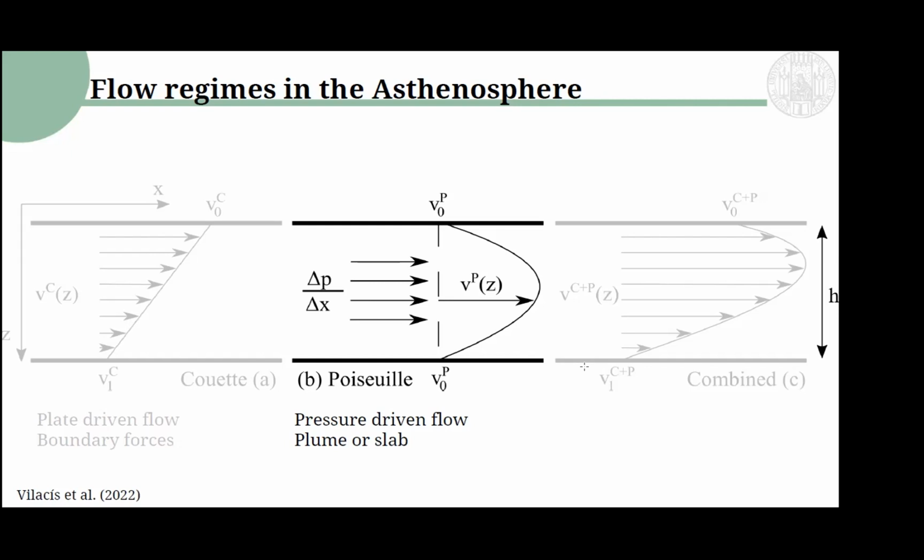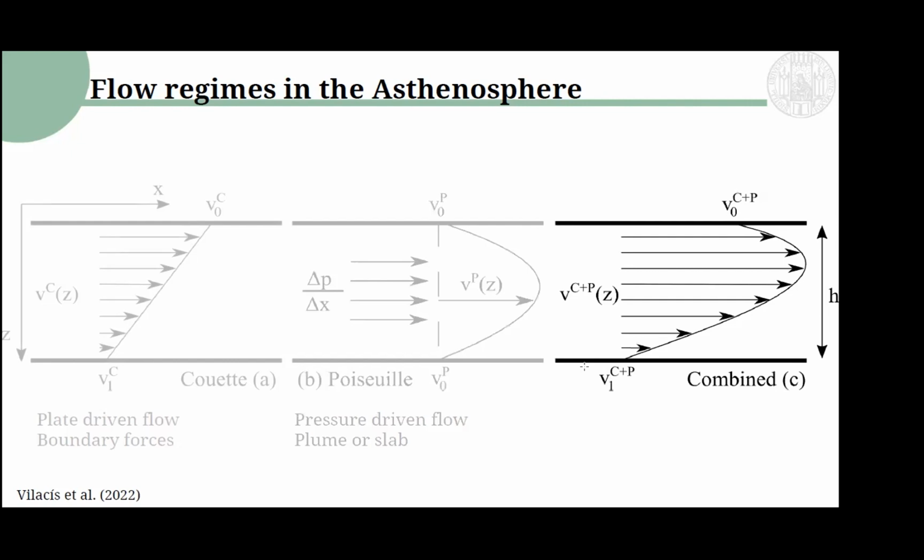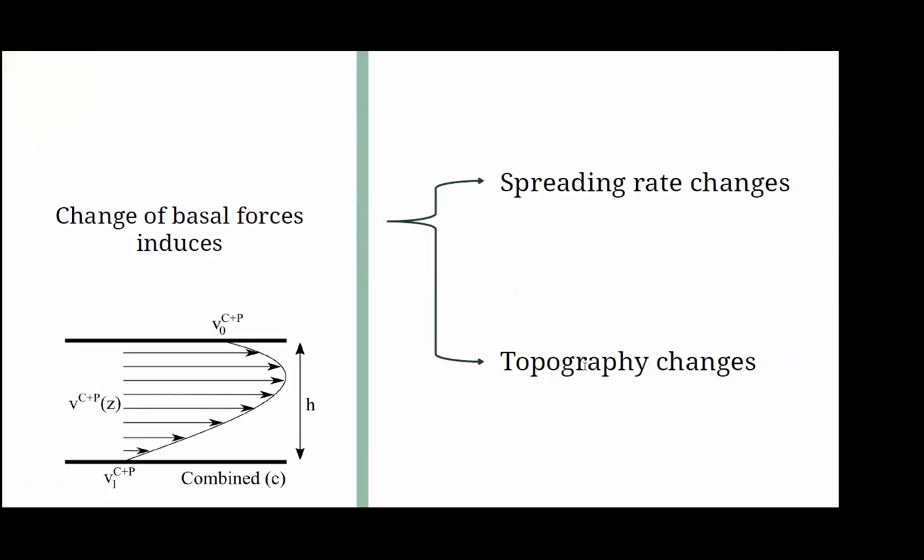And finally, what we usually encounter is the combined flow, which is a superposition of the Couette and the Poiseuille. This Couette-Poiseuille flow model makes an explicit prediction in vertical motion. Every time that the basal forces change, not only does the spreading rate change, but also the topography must change as well. So in other words, there is vertical motion of the lithosphere implied by these models.